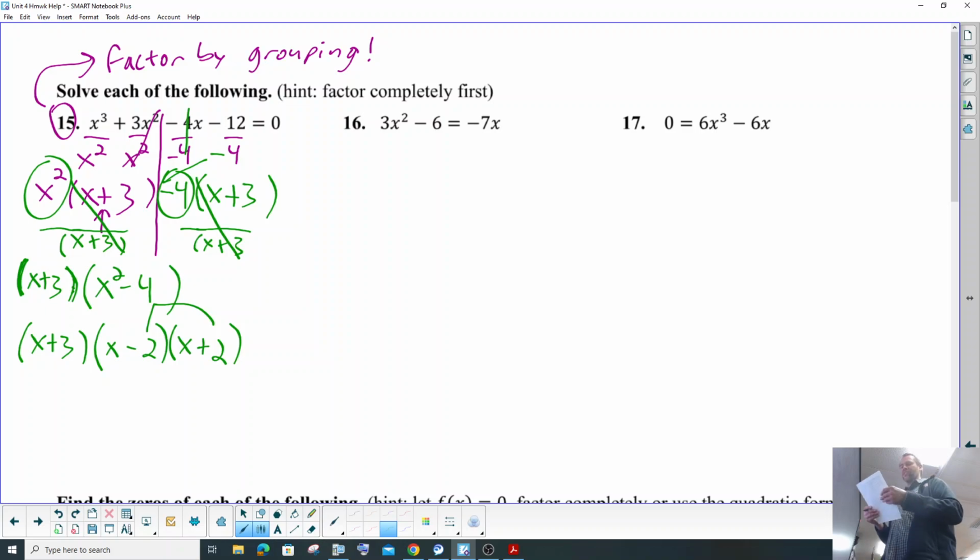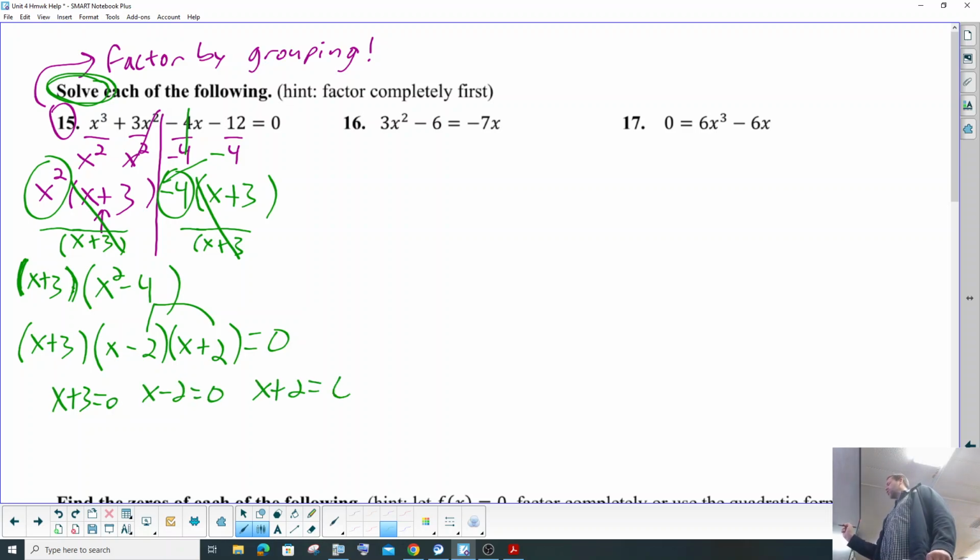So it wants us to solve. So we're going to have to set each of those equal to 0 because it says now not just factor, it says to solve. So that means we have to take each of these factors and set them equal to 0. Don't forget to do that part. It just means change the sign is what x equals.